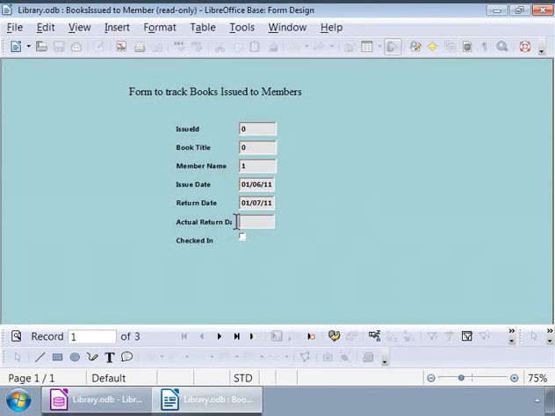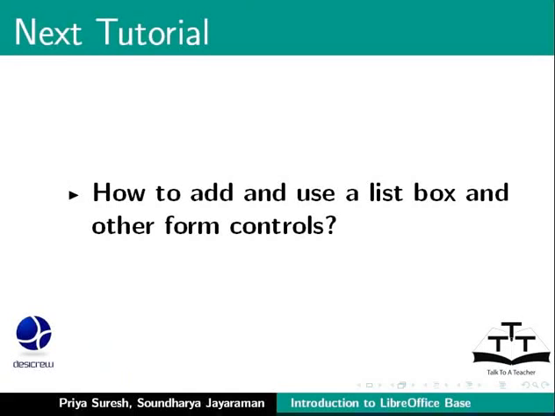Would you like to see real names and book titles? And how do we do this? One way is to add a form control called list box. We will see how to add and use a list box and other form controls in the next tutorial. This brings us to the end of this tutorial on complex forms in LibreOffice Base.